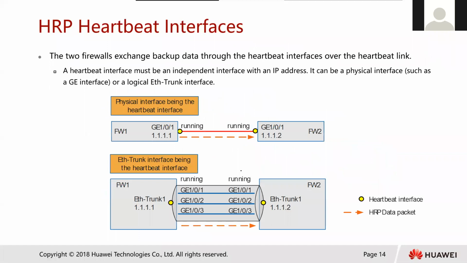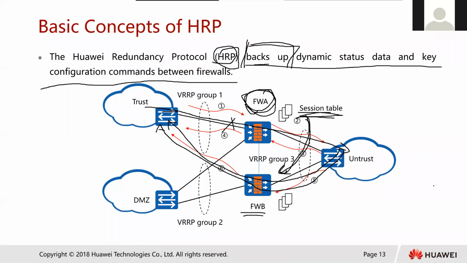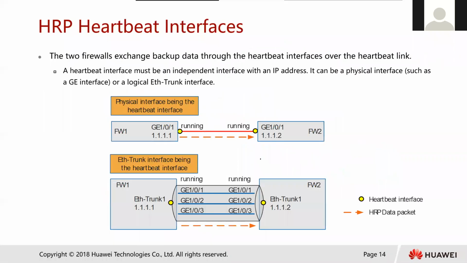When we implement this HRP protocol, each firewall needs one interface. We call it the heartbeat interface. In this picture, this link is the heartbeat link. So in firewall one, for example, you use a physical interface as the heartbeat interface. We use this one, 101, and this is 101.